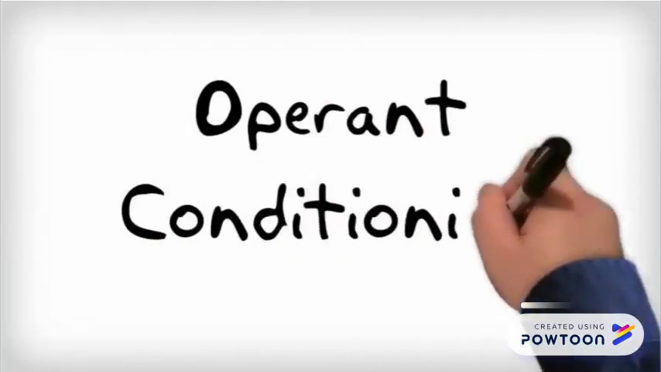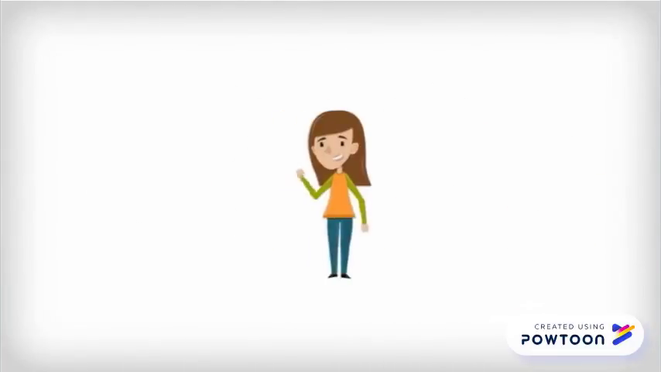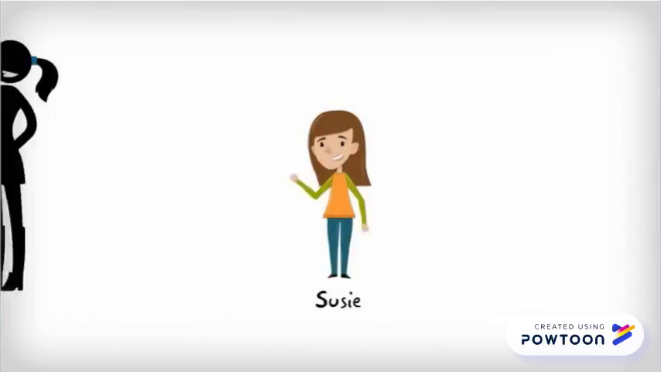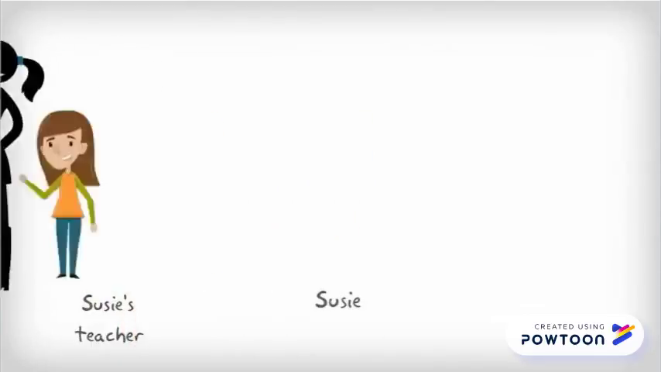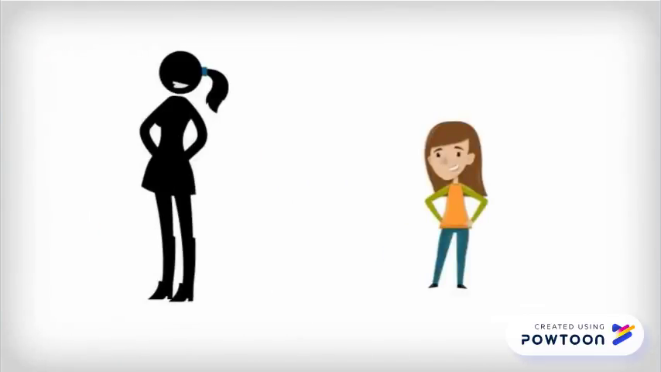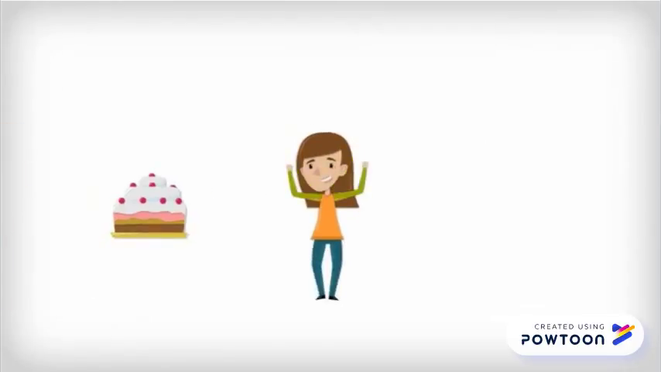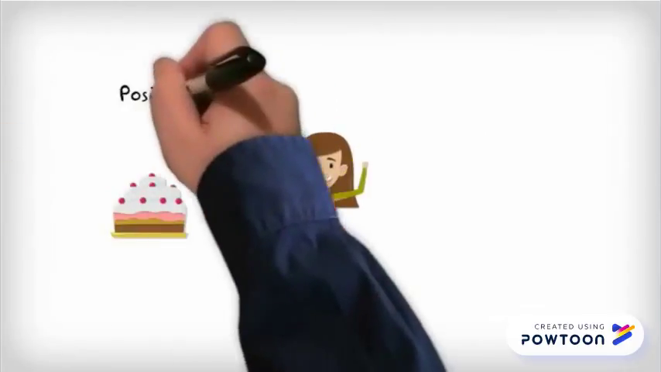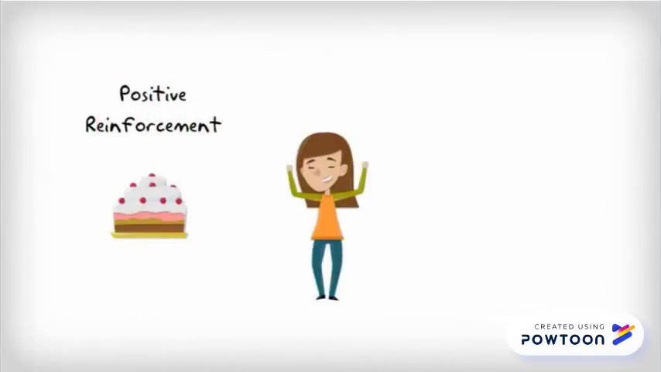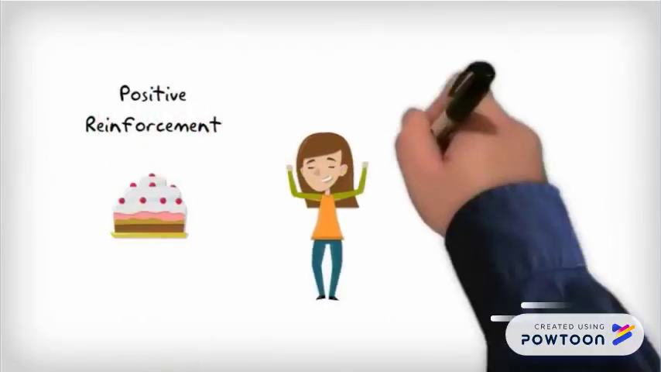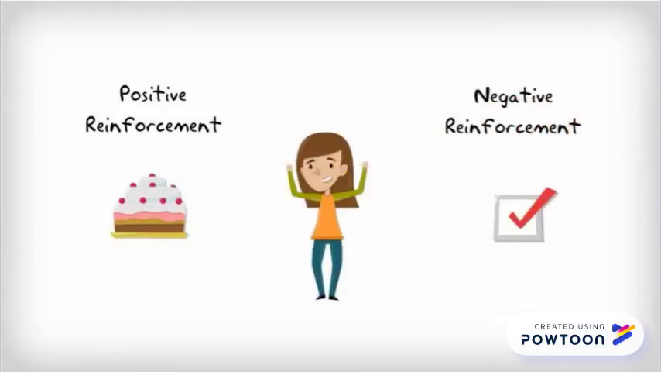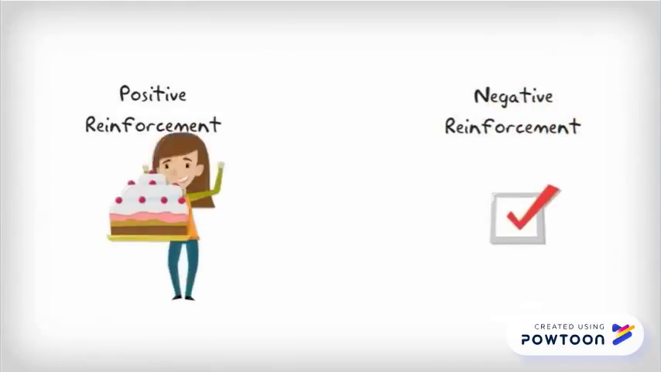Now we're going to talk about operant conditioning. So this is Susie, and this is Susie's teacher. Now when Susie does really well in school, her teacher gives her a treat, or her teacher takes away a bad grade. In this situation, the treat that Susie gets is positive reinforcement, because Susie gets something that she wants, and the bad grade that gets taken away is negative reinforcement, because Susie loses something that she doesn't want.